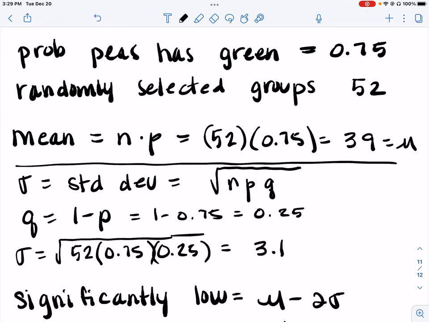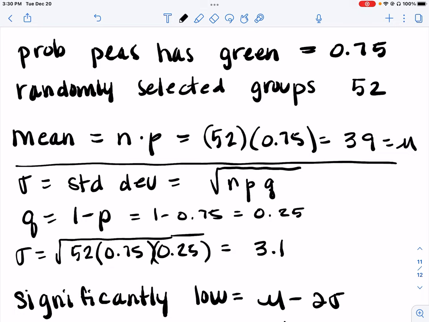The probability that peas have green pods is 0.75. Randomly selected groups of 52. For the mean, you multiply n times p, which is the same thing as finding 75% of 52. So that gives us the mean of 39.